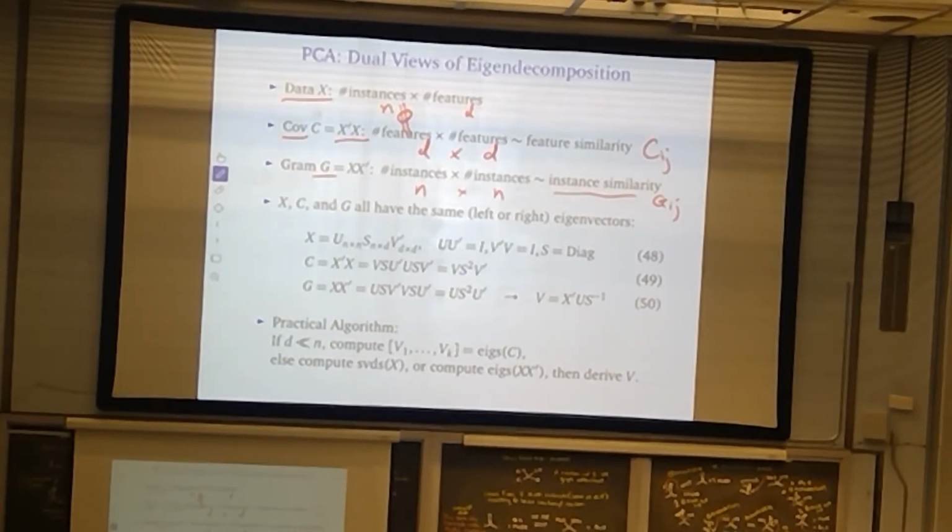X, C, and G all have the same left or right eigenvectors. Essentially, if X is USV, this is just SVD, S is a diagonal matrix, C is V S squared V transpose, G is U S squared U transpose. So V would be X transpose U S inverse.